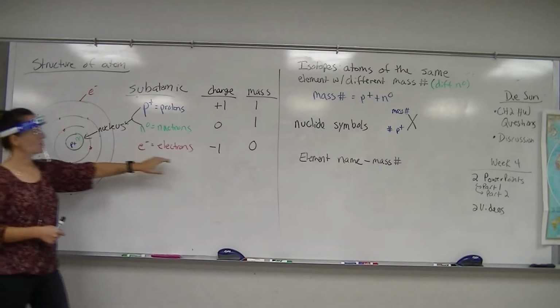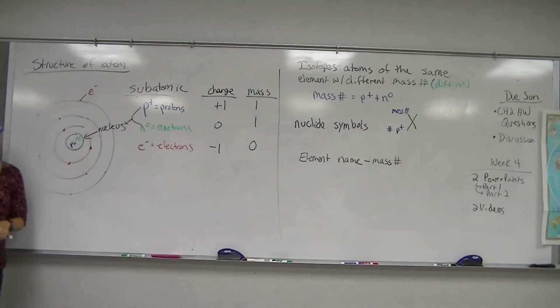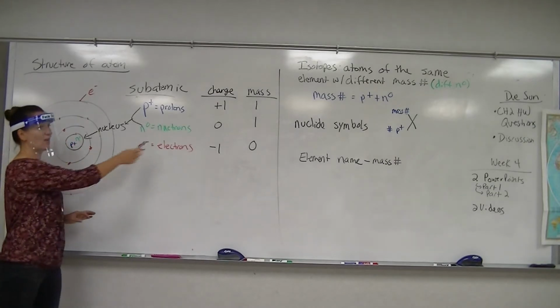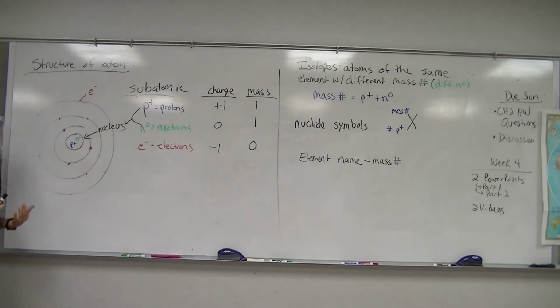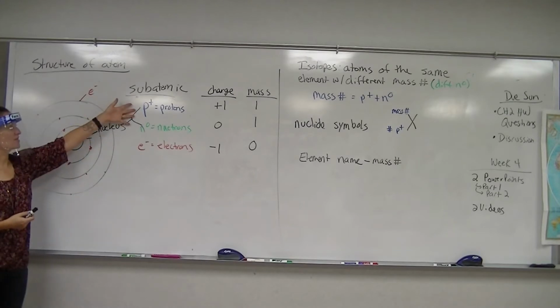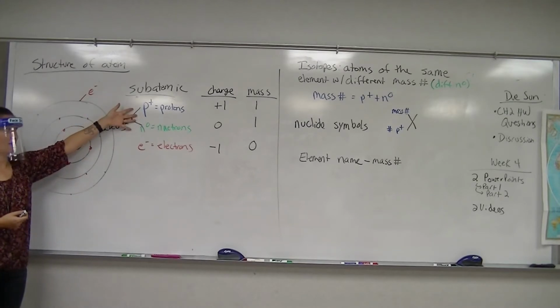So most of the density, most of the mass is located here. Now electrons, notice I put a mass of 0. If you look at the PowerPoints, electrons do have a mass, but it's so small that we just say it's 0. Okay, it's negligible. So they have barely any mass. So when we calculate mass of an atom, we don't take into account the mass of the electrons because it's so little. We just look at how many protons it has and how many neutrons it has to calculate mass.